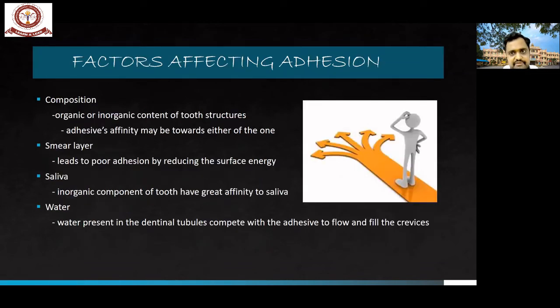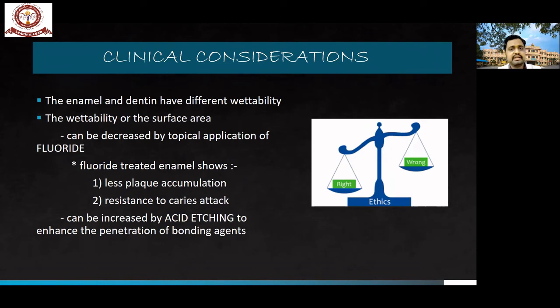So the factors which affect adhesion include the composition of the substrate, which may be either organic or inorganic, or the percentage of organic or inorganic, for example enamel or dentin, or the presence of a smear layer, which leads to poor adhesion, and reduced surface energy, or any contaminants like saliva. Okay, so the inorganic component of the tooth has greater affinity for saliva, which will hinder the bonding. Water is also present in the dentinal tubules, which will compete with the adhesive to flow and to fill the crevices. So what are the clinical considerations?